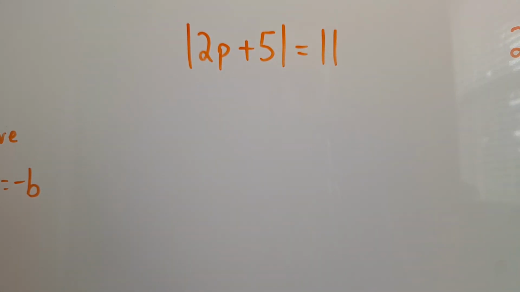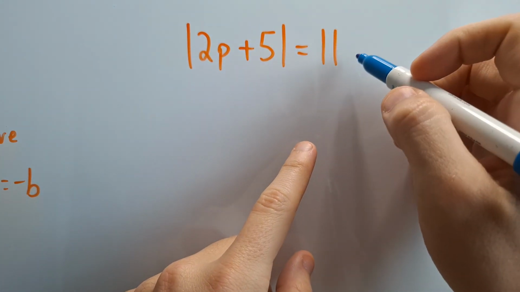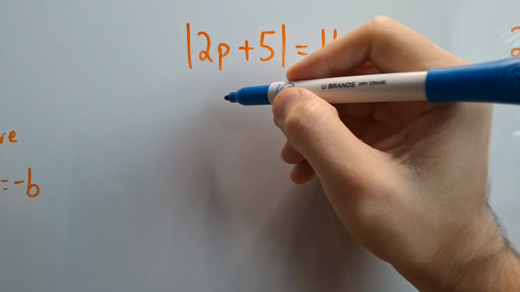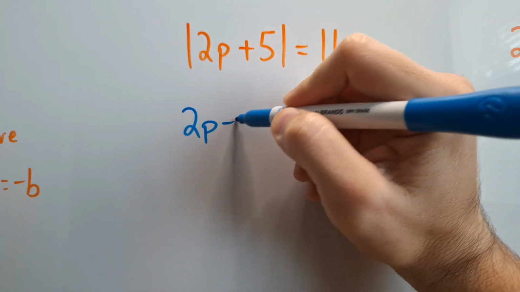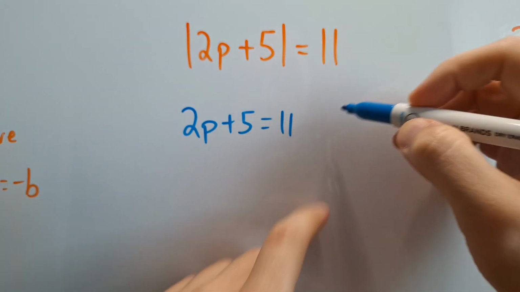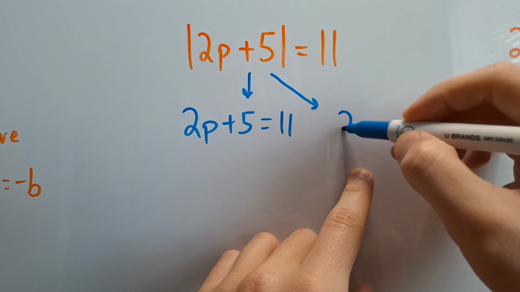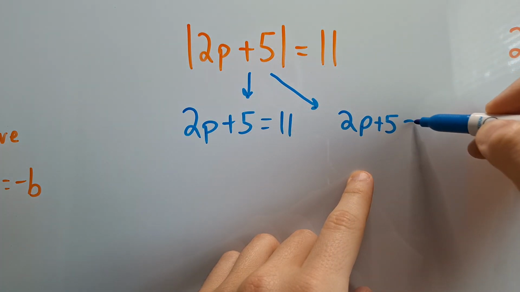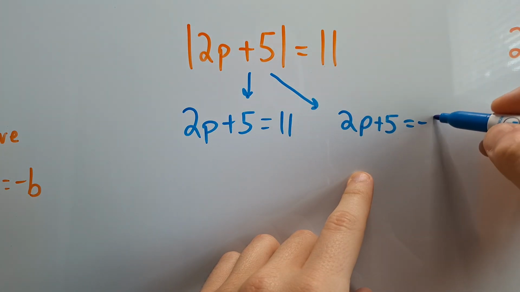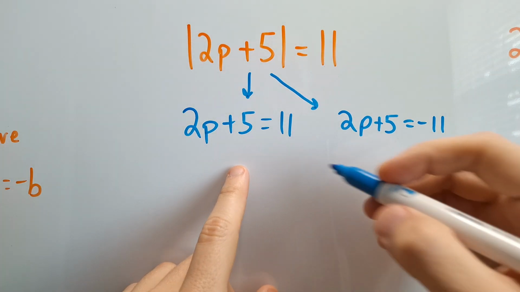Here I've got the absolute value of 2p plus 5 equal to 11. So I have no other operations outside of my absolute values, nothing over here. So we're going to write our two equations and solve. Remember that what stays in the absolute value stays the same. What's going to change is the second equation that we write, because this is the first one. Second one will be right over here, and we're writing the negative of this.